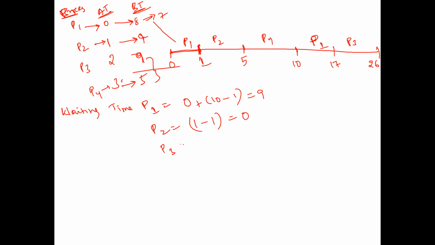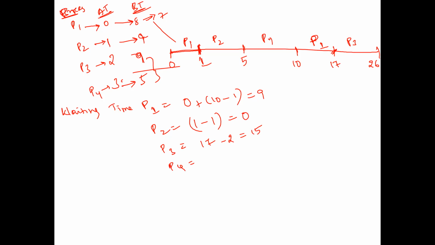Coming to P3, process 3 waiting time is, so process 3 is scheduled at 17 units of time on the Gantt chart, but it had arrived at 2 units of time. So you have to remove 2 from 17. So it is 15.